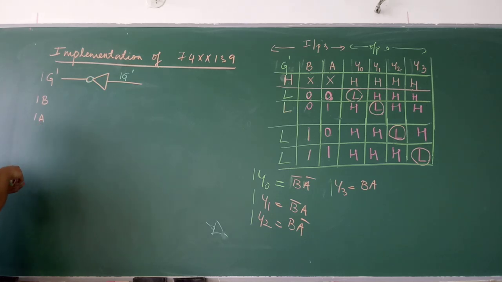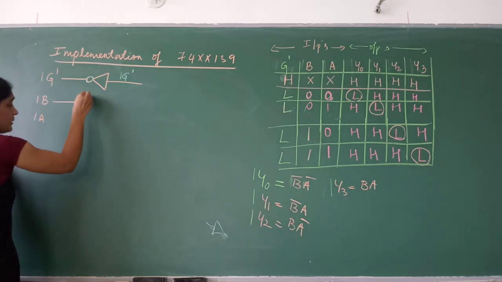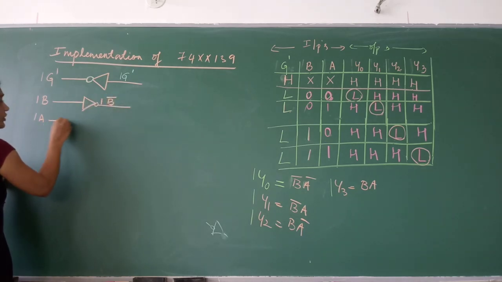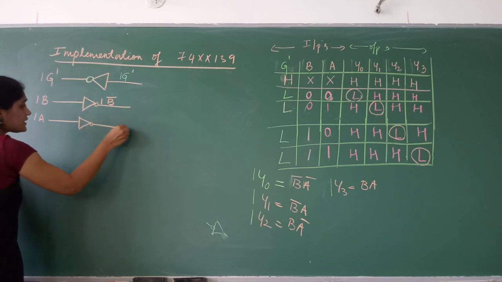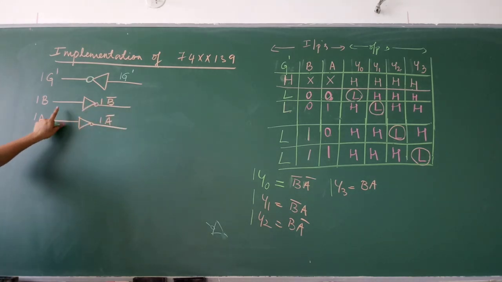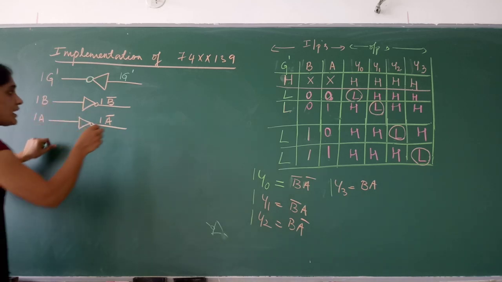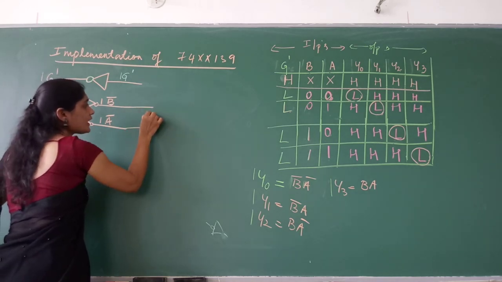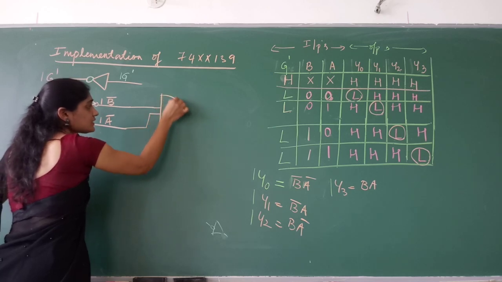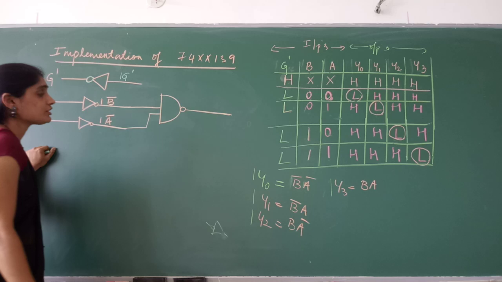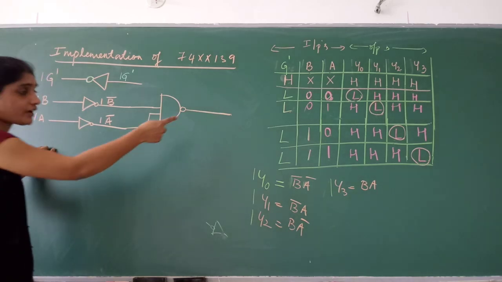How do you get B bar? This is 1 B bar. How do you get A bar? This is 1 A bar. So what is 1 Y naught? 1 Y naught is equal to 1 B bar into 1 A bar. So in the 74X139, these will be given to a NAND gate. I will explain why these are given to a NAND gate and how we are going to get this output.